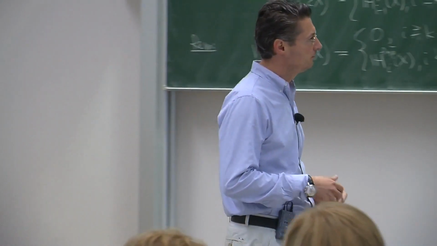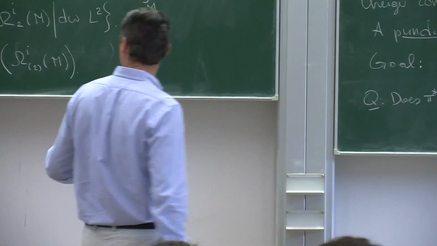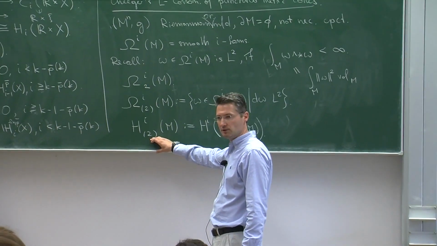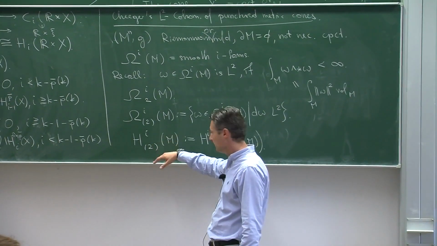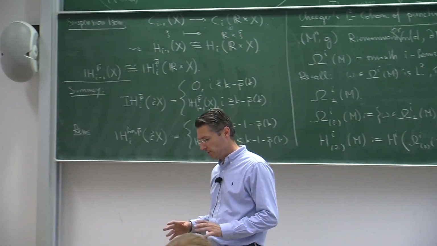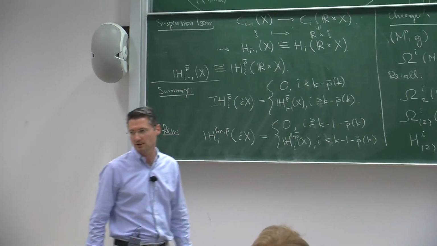Yeah, so of course these groups depend on the metric, but only up to quasi-isometry. So if you change the metric up to quasi-isometry, nothing happens. But otherwise, the groups depend strongly, of course, on the metric.